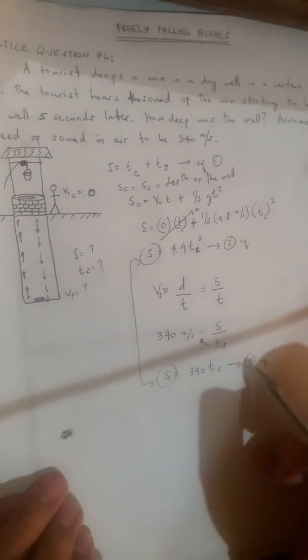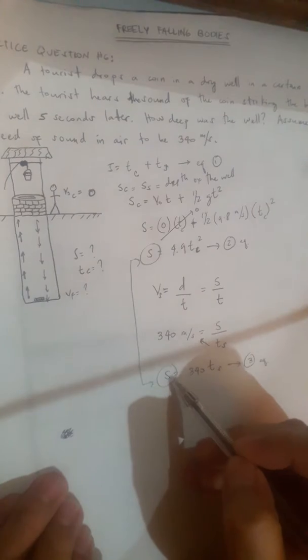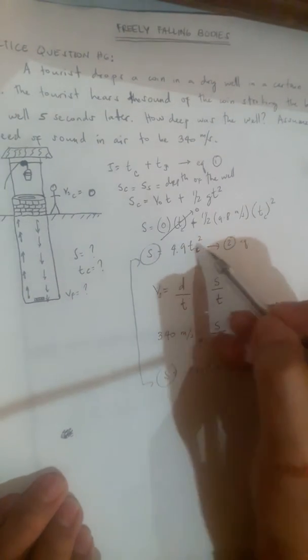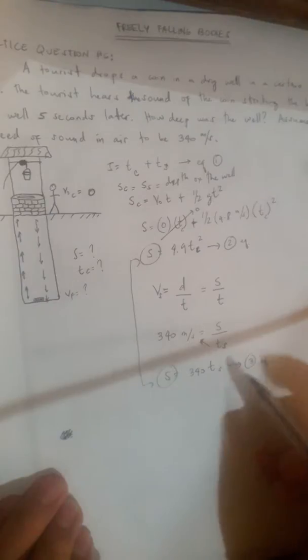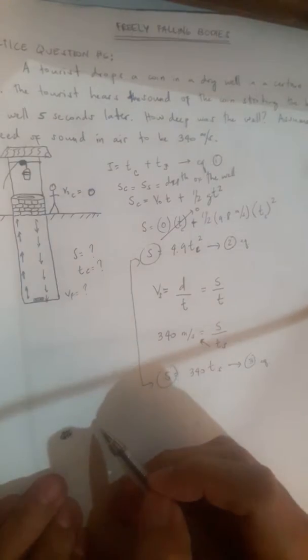Let's substitute equation 3 to equation 2. So, S equals 4.9 TC squared, S equals 340 TS. So, let's equate them to each other.